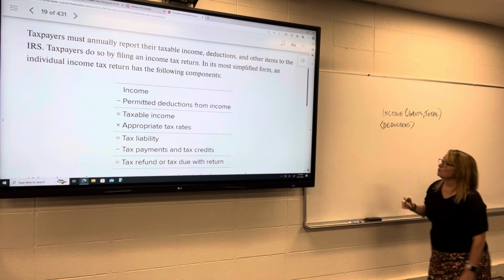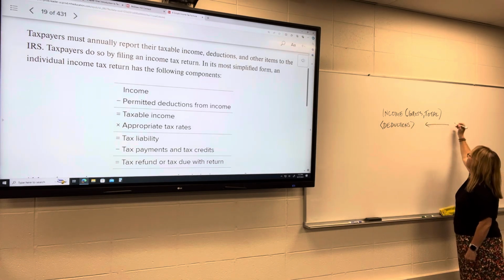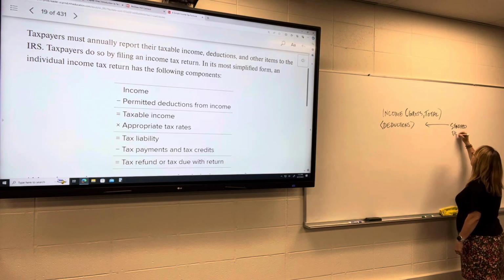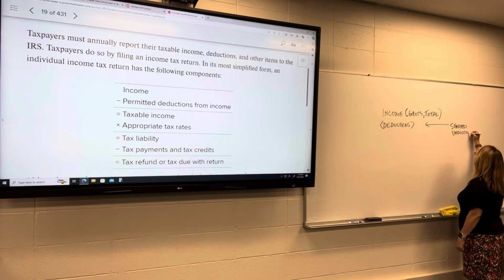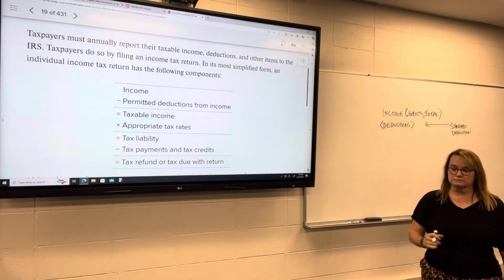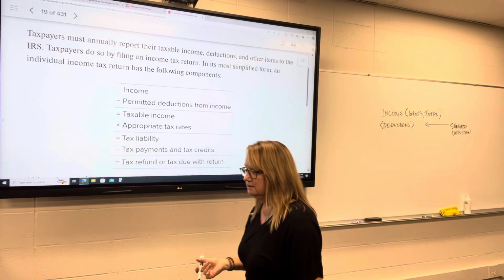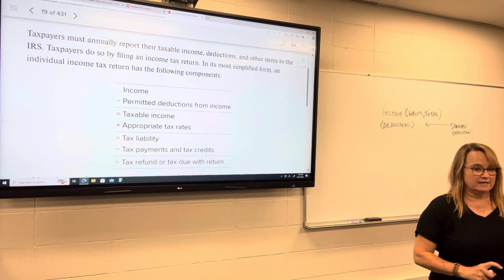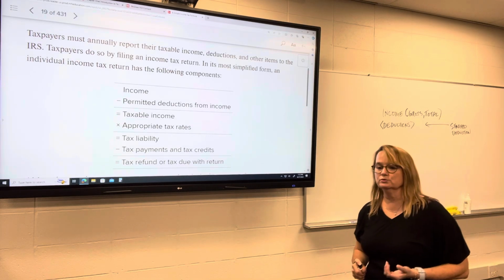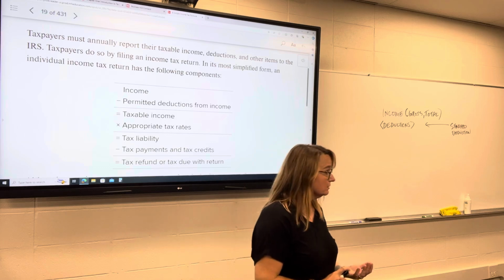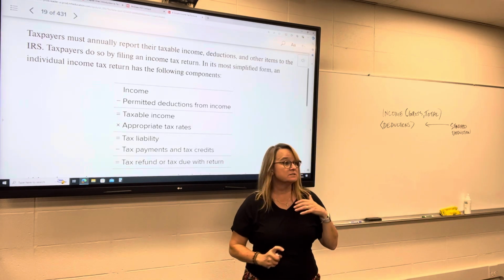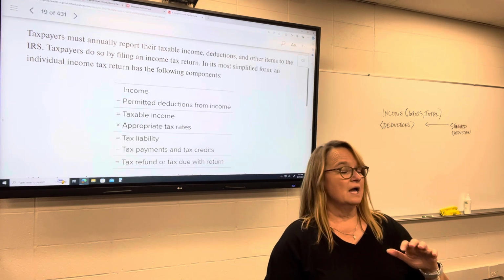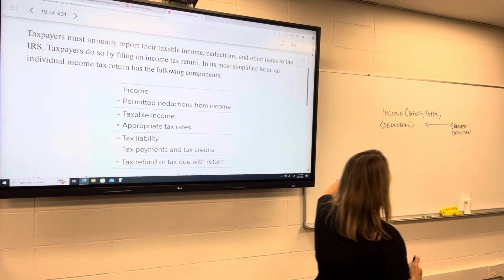Now, in this chapter, what we're talking about with regard to deductions is our standard deduction. Standard deduction is dependent upon filing status. So an individual who has a filing status of single will have a certain amount, and it is provided by the IRS what that amount is. They will have a certain amount of deduction.